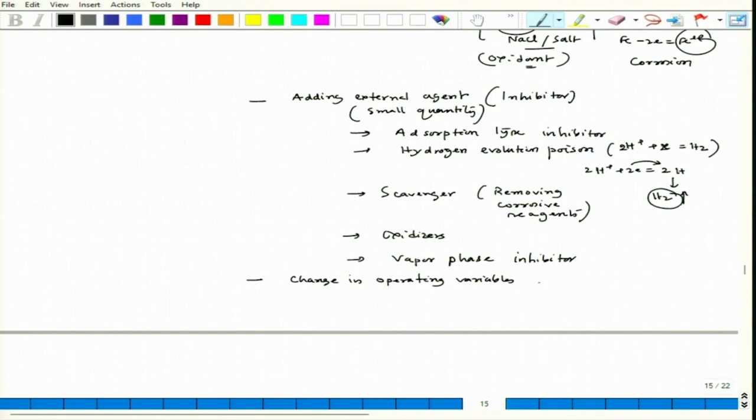What are the major operating variables? Temperature. There could be pressure. Pressure, when we talk about, we can say partial pressure of oxygen. I am just giving an example. Or we can change pH. By changing the pH of the system, we can have a good amount of corrosion resistance. Mostly if we increase the pH and if we can reach the level of passivity, that is good for having a good degree of corrosion protection of metals and alloys.